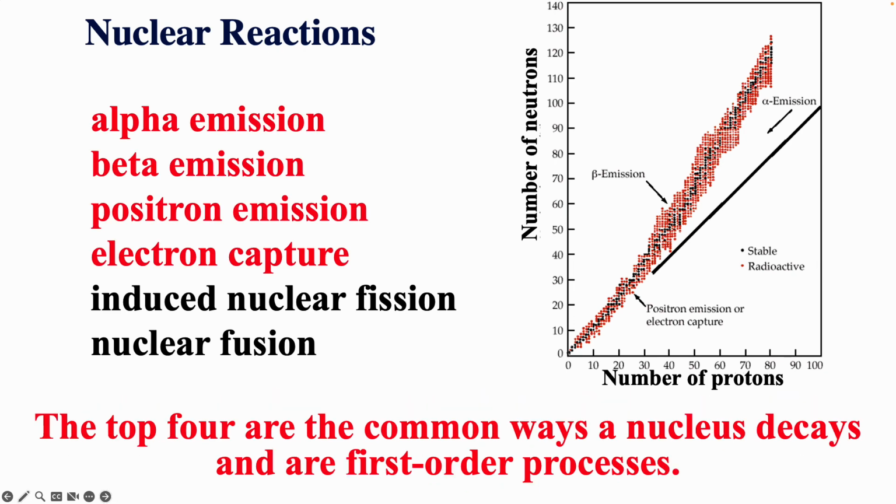Now the top 4 of these are radioactive decays, meaning that they follow first order kinetics. I also want to remind you that if it says emission or decay, it means the radioactive particle is a product. And so alpha emission is the same as alpha decay. It means the alpha particle would be a product. Electron capture is a little bit different. Electron is a reactant. And so the top 4 are radioactive decays, so they follow first order kinetics.